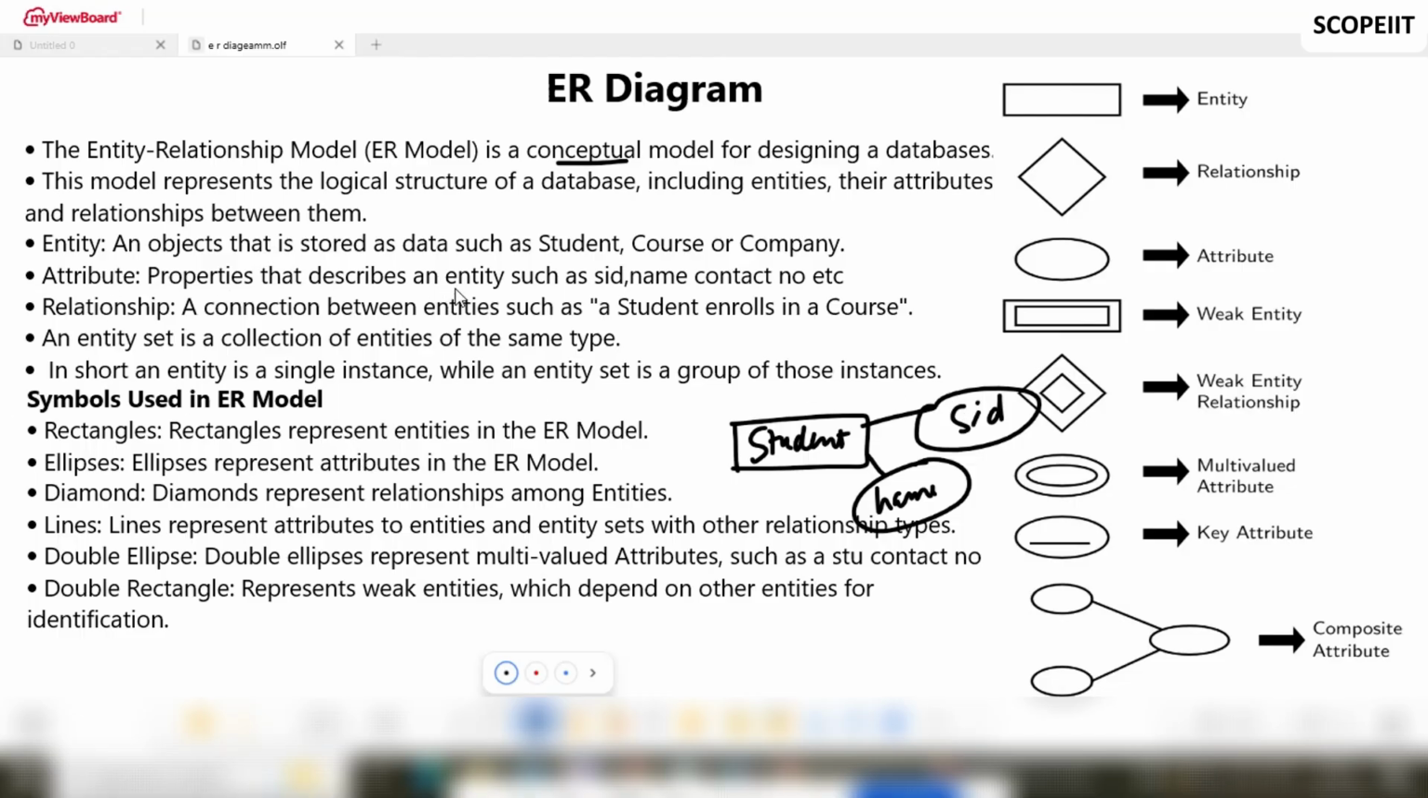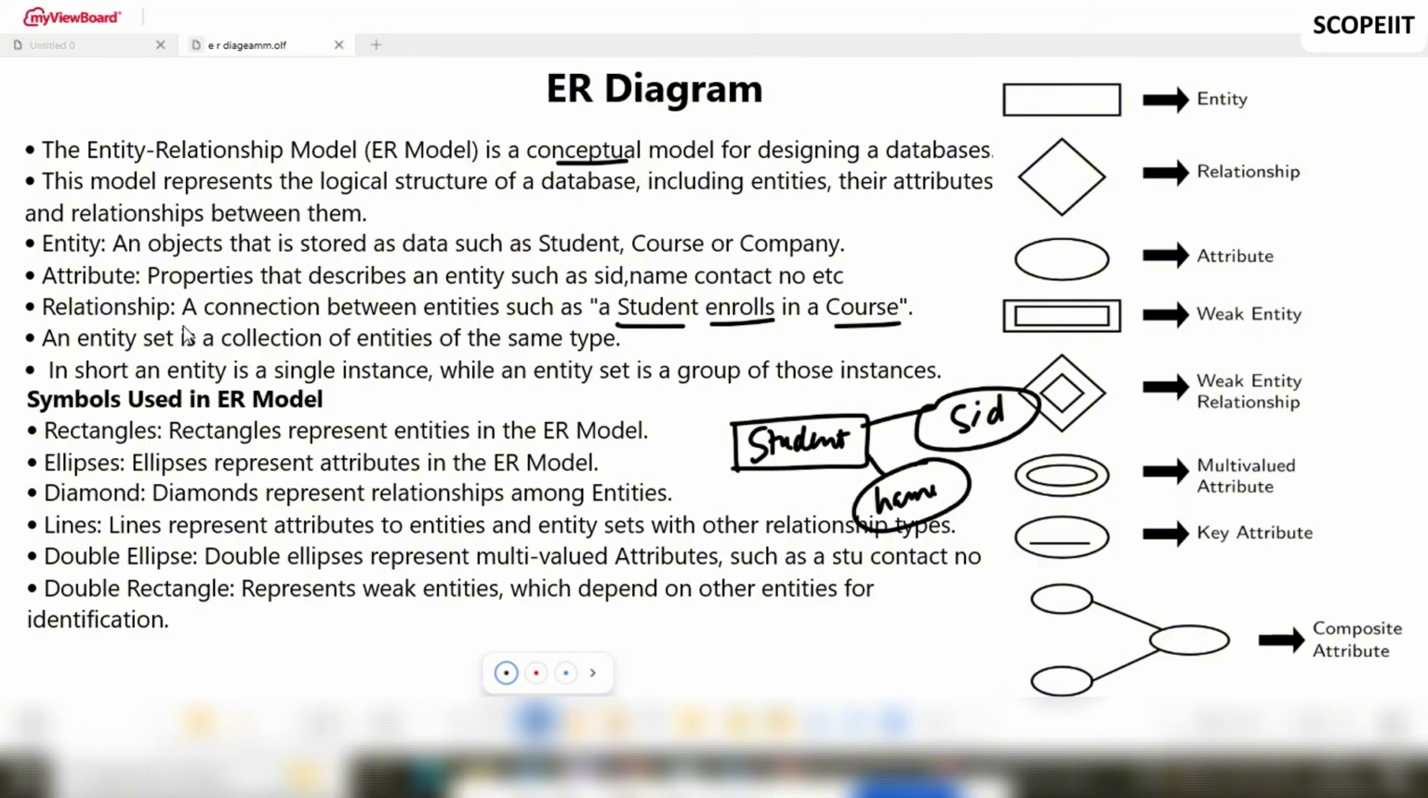Then relationship. So what is a relationship? The connection between the entities. Suppose there are two entities. One is the student entity and another one is the course entity. So what is the relationship between these? A connection between these two entities is known as a relationship. So here, student enrolls in a course. So here the relationship is enrolls. Understood?